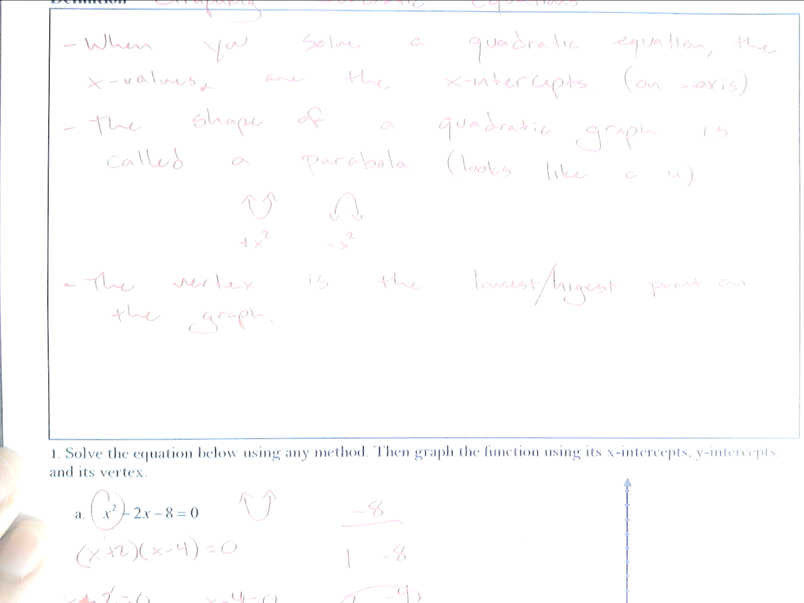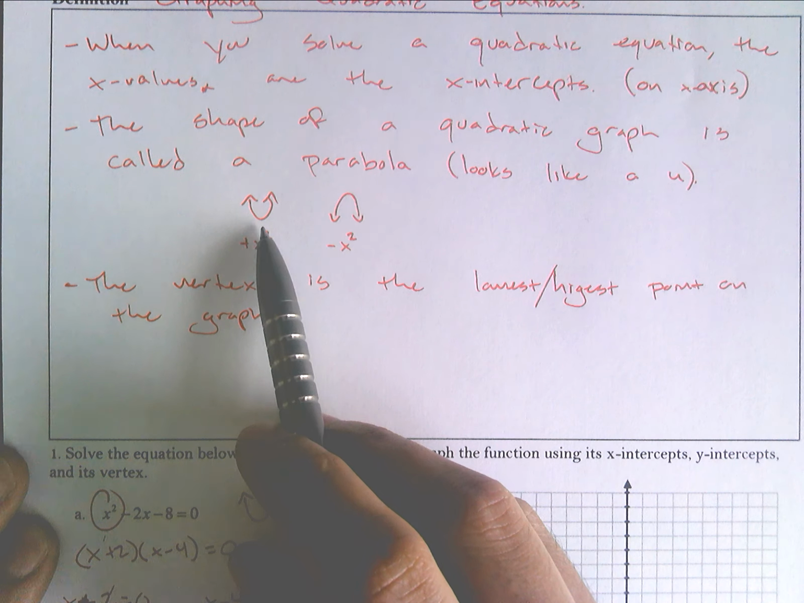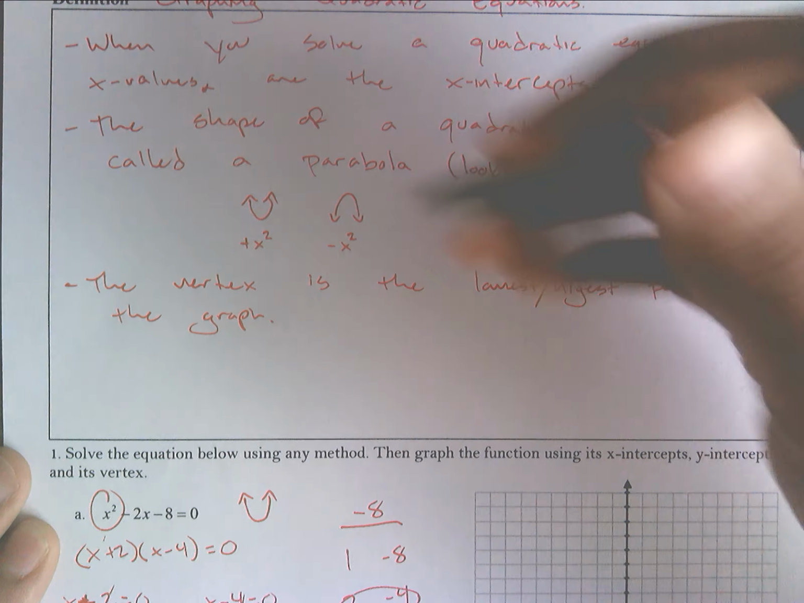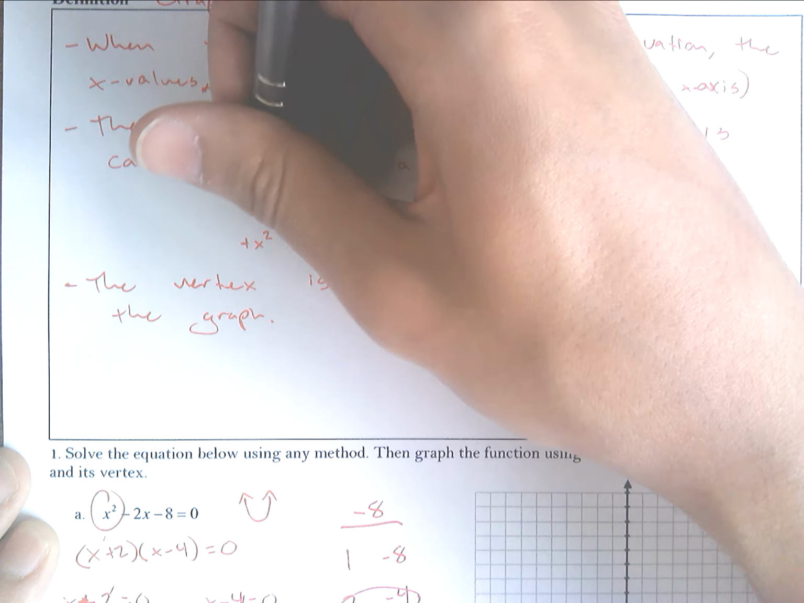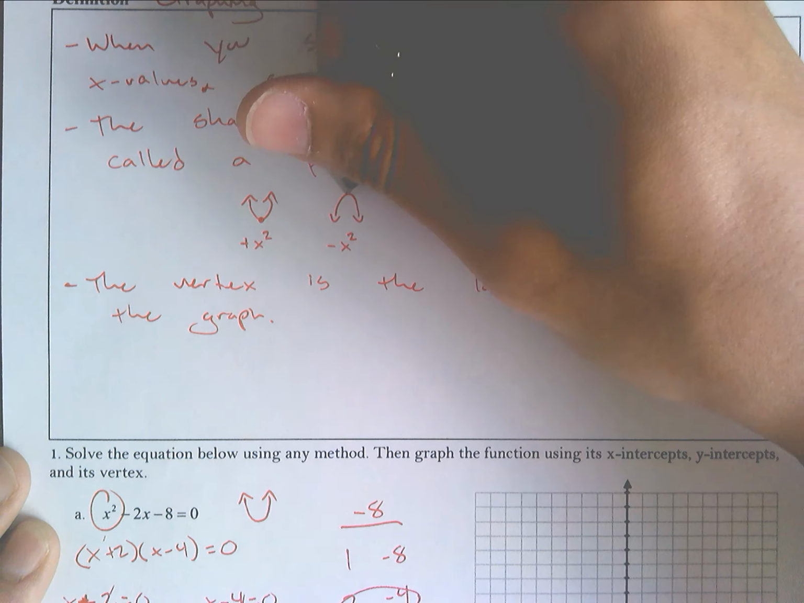The vertex is the lowest or the highest point on the graph. So how do you determine whether it's the lowest or highest? Well, let's take a look at this one. If it opens upward, then it's the lowest point. It's that point right there, all the way at the bottom. If it opens downward, then it's the highest point on the graph.